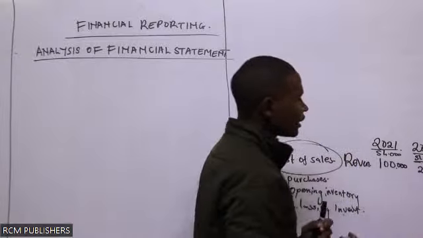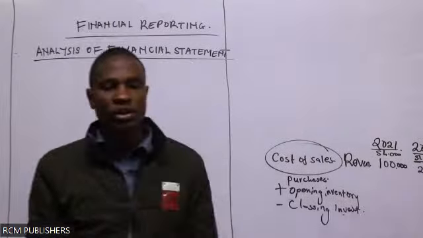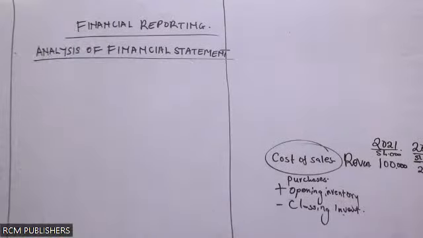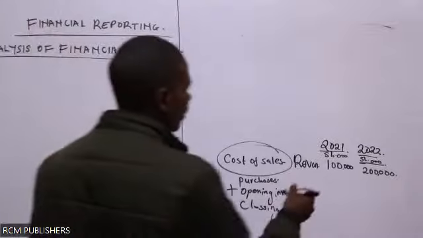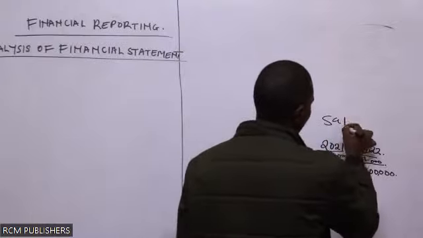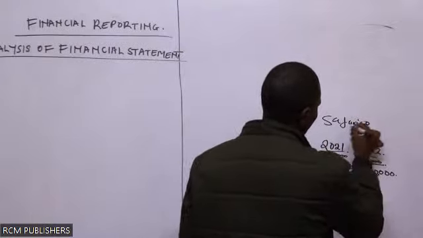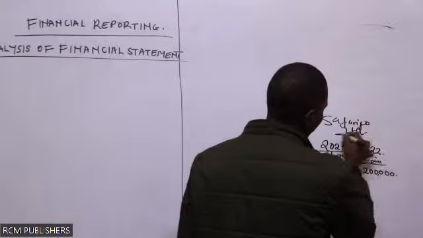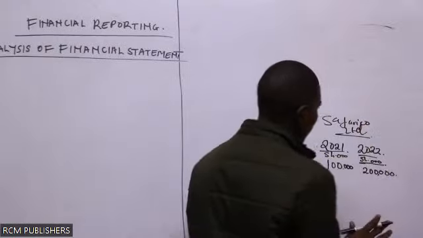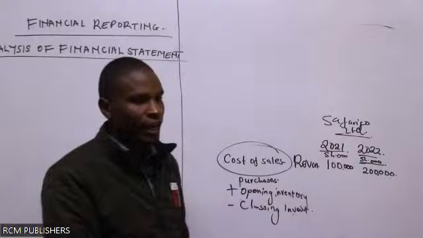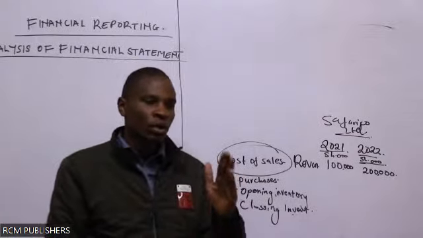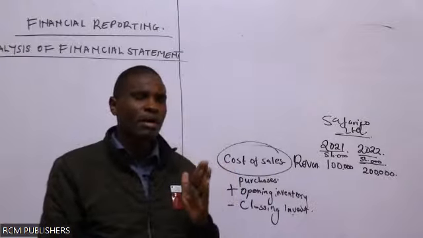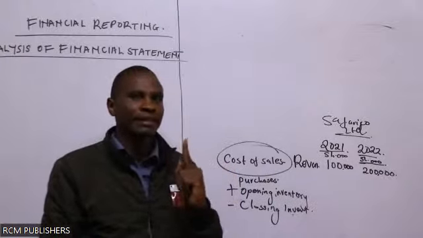Which year did our company perform well? Among the 2 years, this is one company, maybe Safaricom Limited. This is the financial statement for the 2 years. Which year did our company perform well in regard to revenue? Remember, here we are looking at a specific item first.